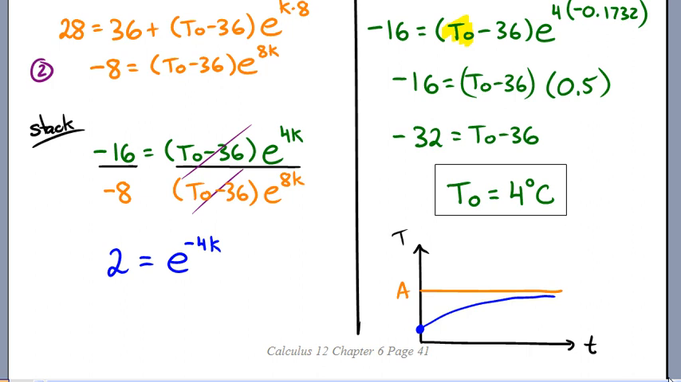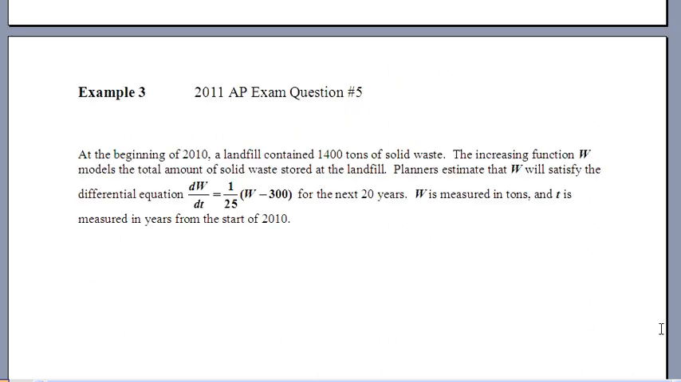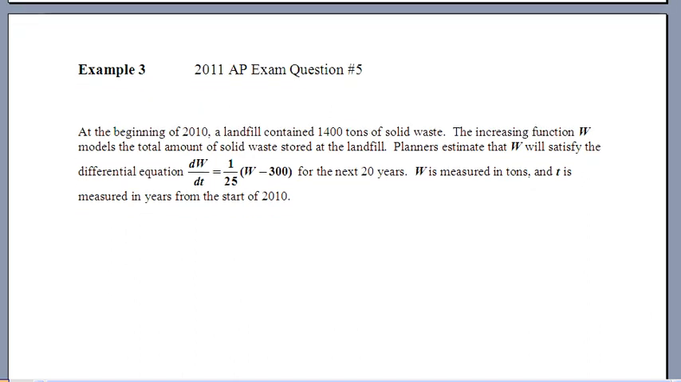At this point, we're going to go and do one last question in this booklet, and it is taken from an old released AP exam long answer section from 2011, and it says, at the beginning of 2010, a landfill contained 1,400 tons of solid waste, okay, just material at the dump. The increasing function W models the total amount of solid waste, okay, W is for waste, stored at the landfill, and planners estimate that the waste, W, will satisfy this nice differential equation here.